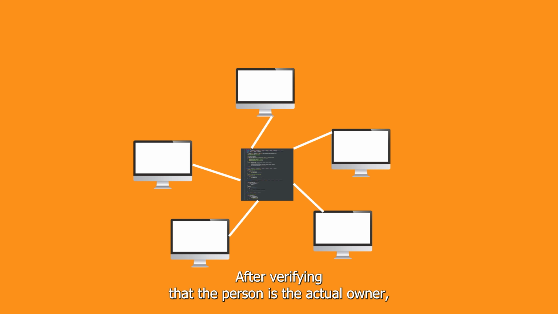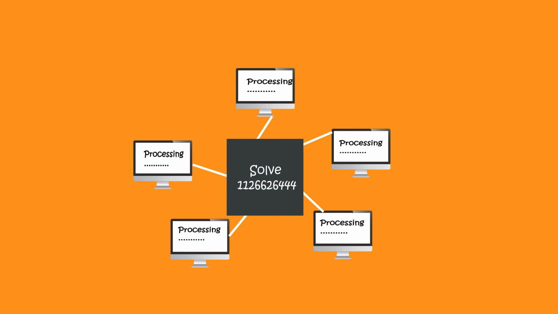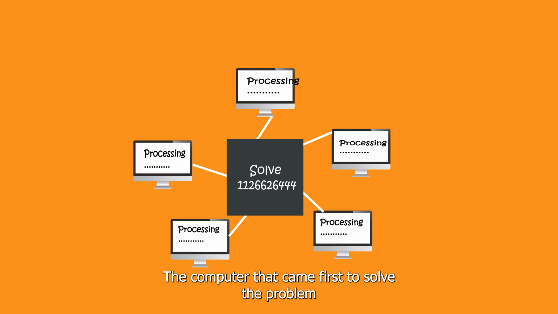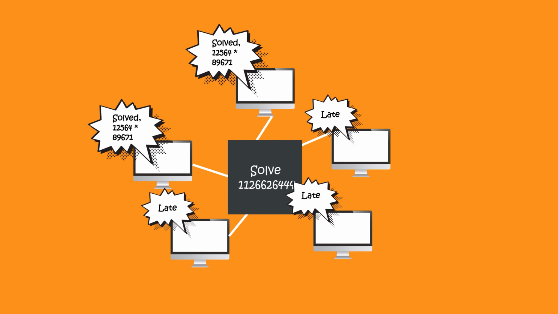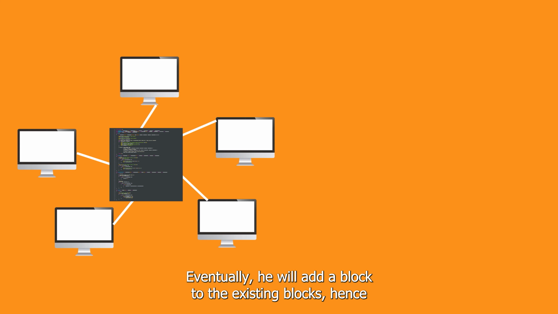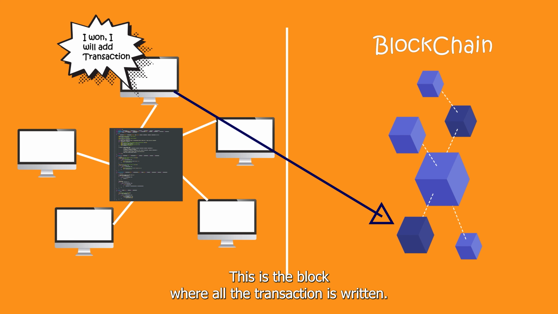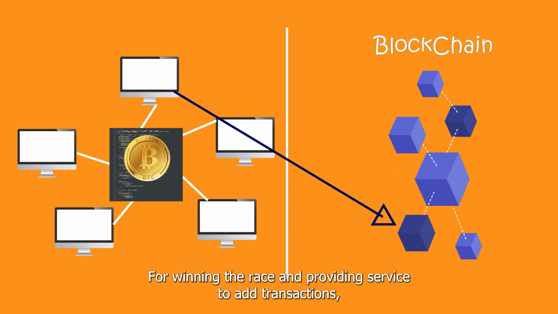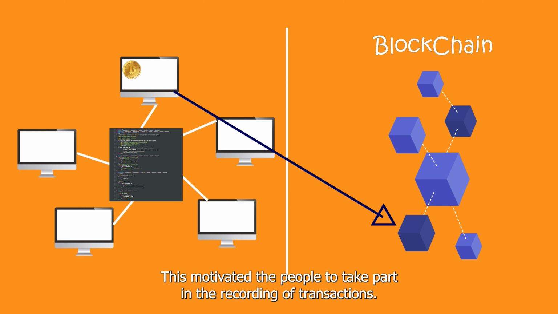After verifying that the person is the actual owner, every computer is given a mathematical problem that Adam designed. The computer that first solves the problem will be given the authority to add transactions to the ledger. Eventually, he will add a block to the existing blocks, hence the name blockchain. This is the block where all the transactions are written. For winning the race and providing the service of adding transactions, computers were rewarded with Bitcoin. This motivated people to take part in the recording of transactions.